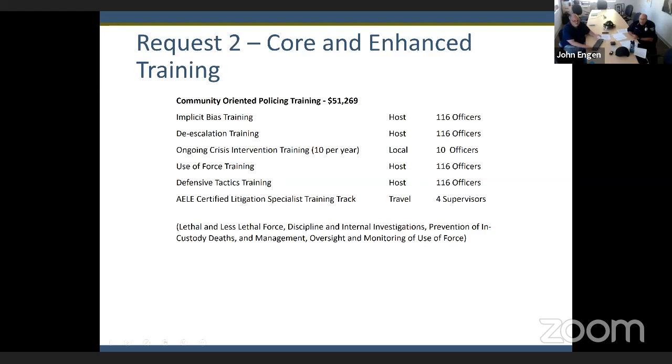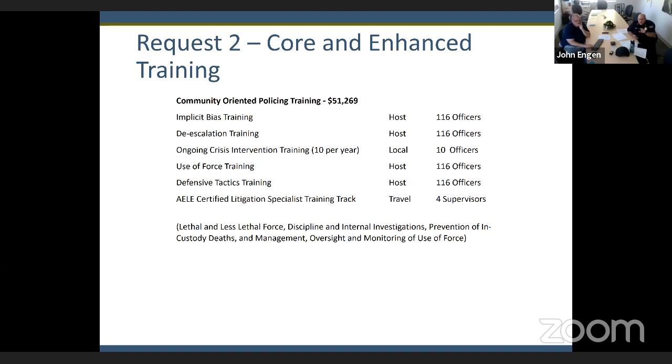And AELE is the Americans for... the E just escaped me. It's a nonprofit think tank that develops training programs for supervisory personnel within the police world to, as you can see below, take a look at those items. It stands for American Education for Law Enforcement.